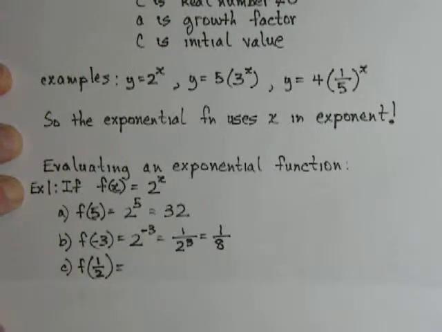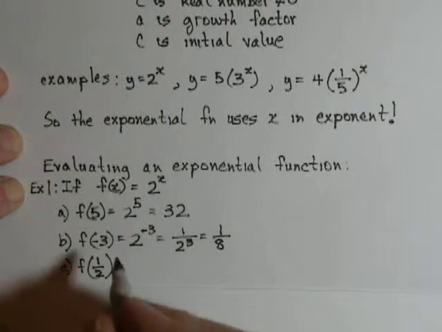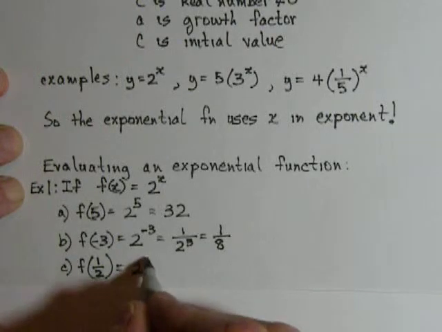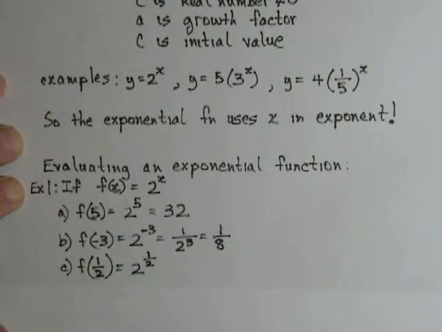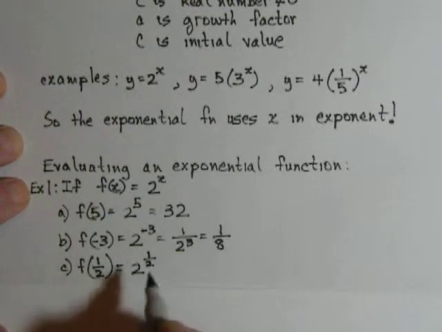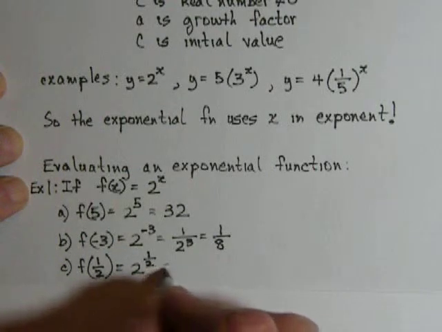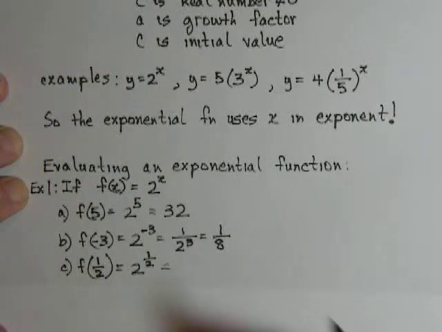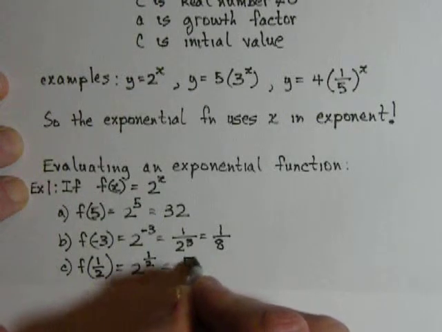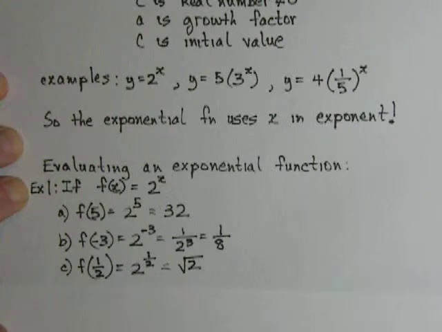One more example. F of 1/2. Well, in this case, as always, the 1/2 is going in the exponent's position. In this case, a fractional exponent refers to a root. The denominator is the root. So in this case, what we're really asking for here is the second root of 2, or the square root of 2. And we'll leave it like that.